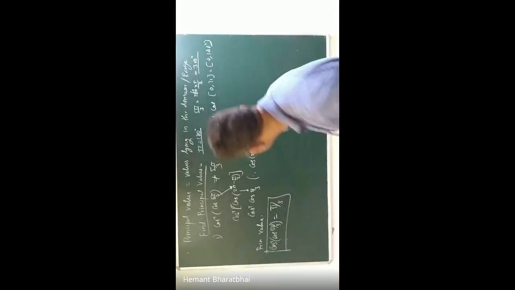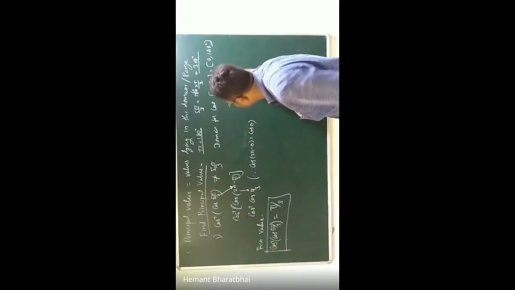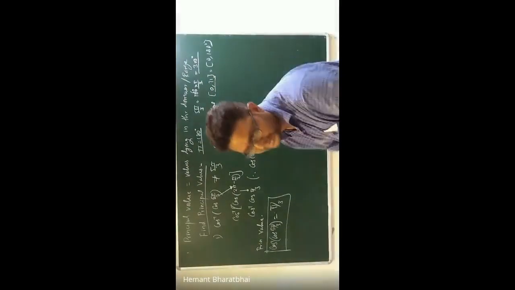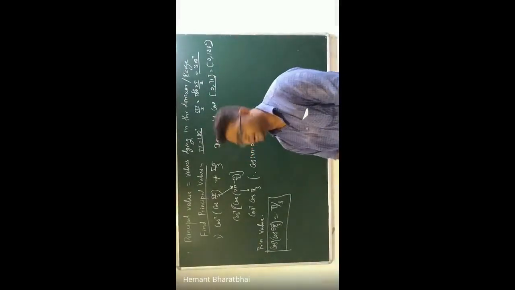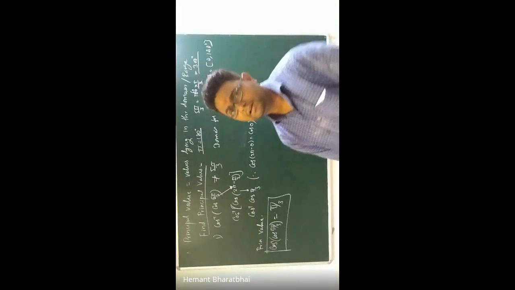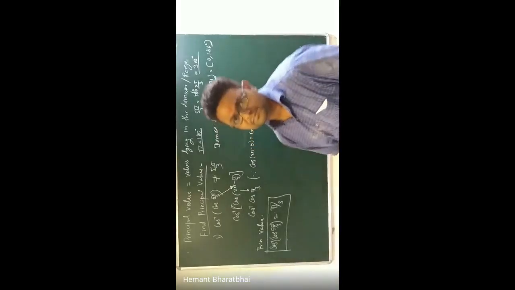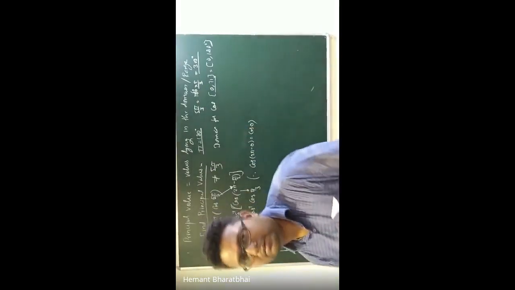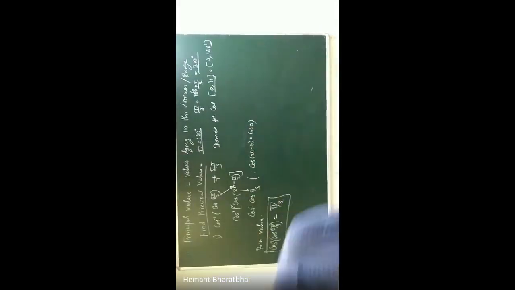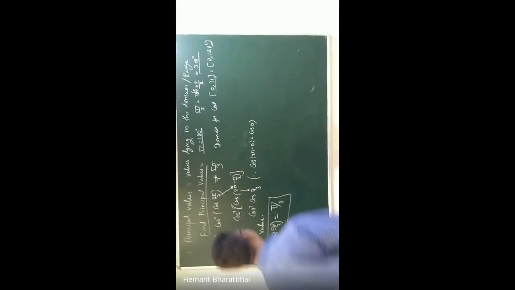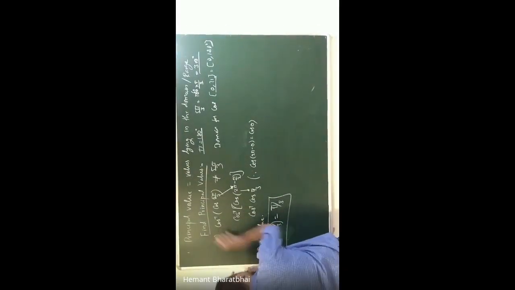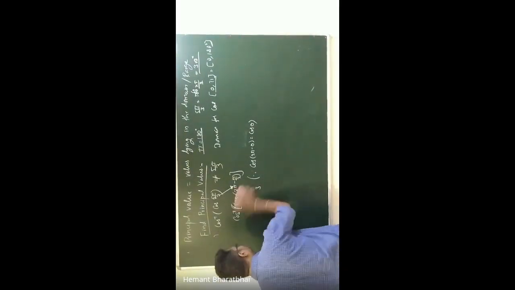Now take pi by 3. Obviously pi by 3 lies between 0 to pi. Pi by 3 is how much? 180 by 3, so that is 60 degrees. So 60 degrees lies in the domain, so my answer is right. Any value which is lying in the domain will be called the principal value. Okay, hope it's clear. Let's see one more.